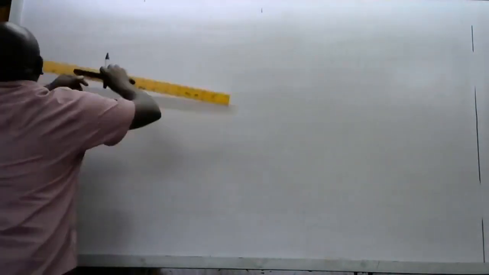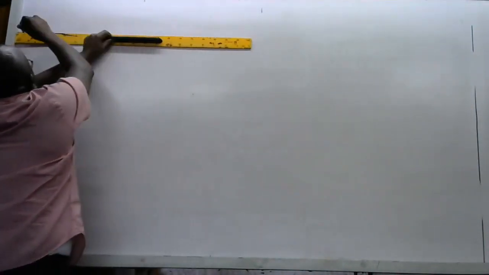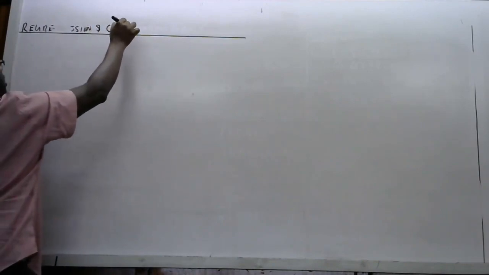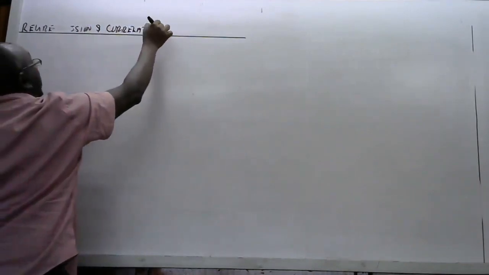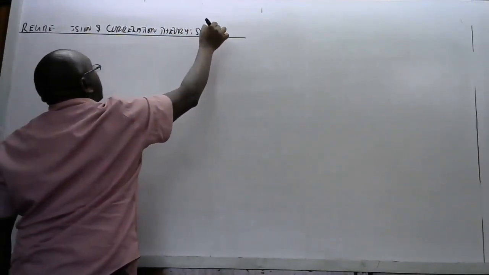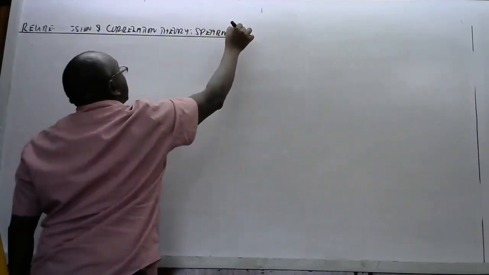So I'm saying the next question is about the Spearman. And this one is also coming from the topic we have called regression and correlation theory. That's where it's coming from, and specifically it's coming from Spearman. So Spearman, regression and correlation theory.